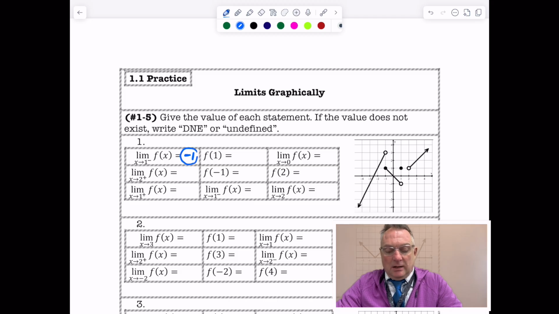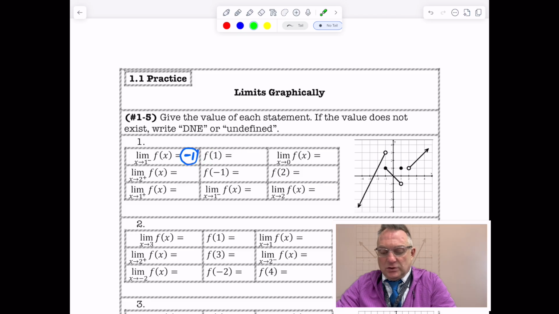Okay? And then the next one is f of 1. That means just find the function value. Okay? So the function value is actually positive 1. That's the value of the function.